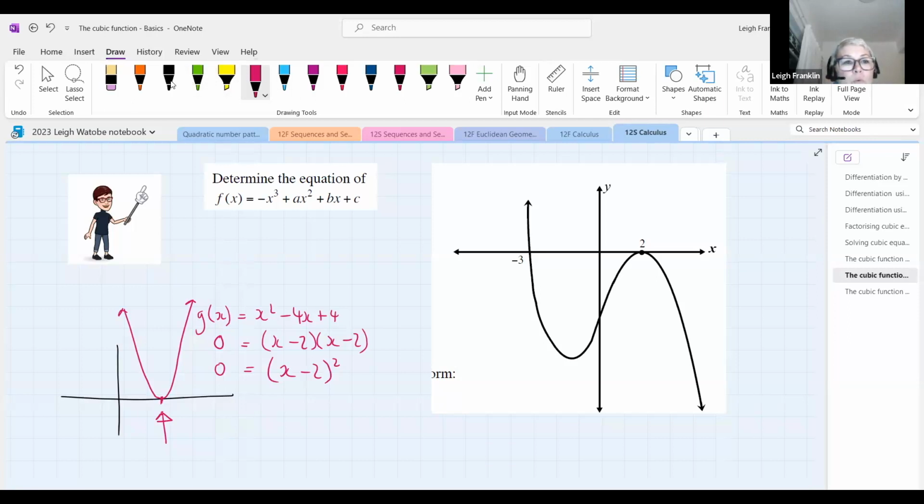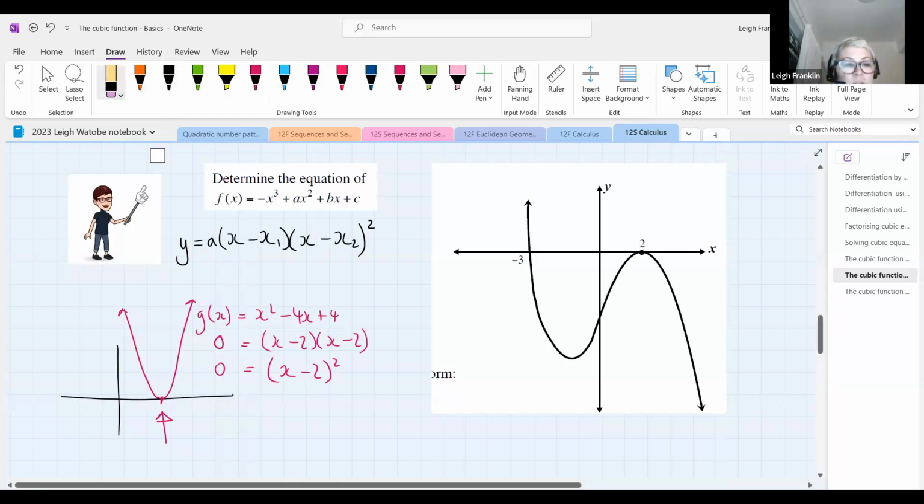So in other words, what we do is we adapt what we've got. So we've got y equals a, x minus x1, and then here we've got x minus x2, and we're going to square our bracket. All right, now the other difference in this particular question here is that they have already given you the value of the number in front of the x cubed term. They have told you that it's equal to -1. So we can actually get rid of this, and we know that it's equal to -1. They've told us that.